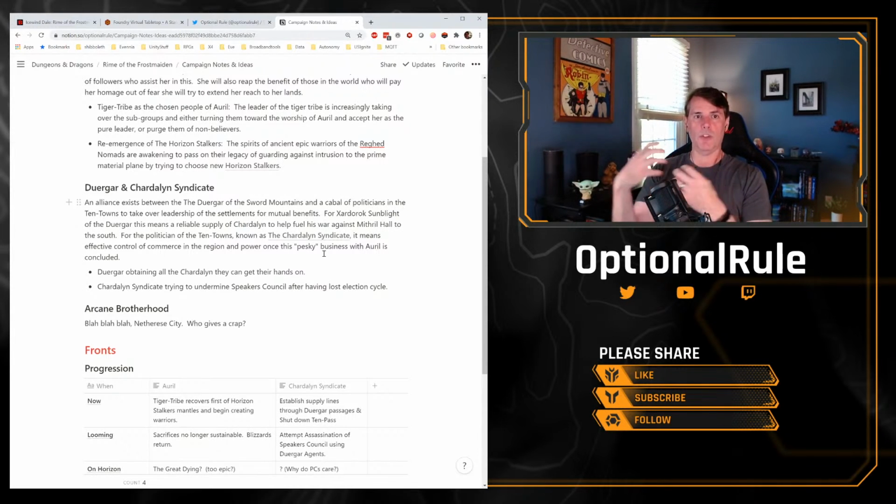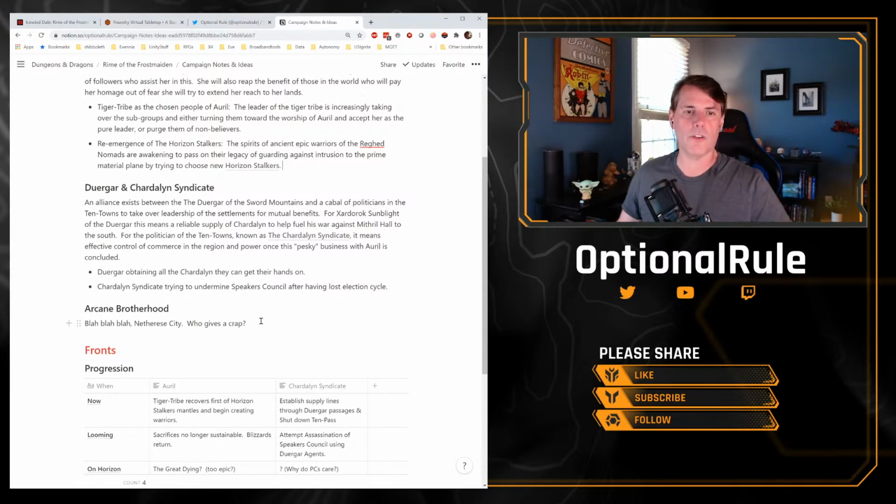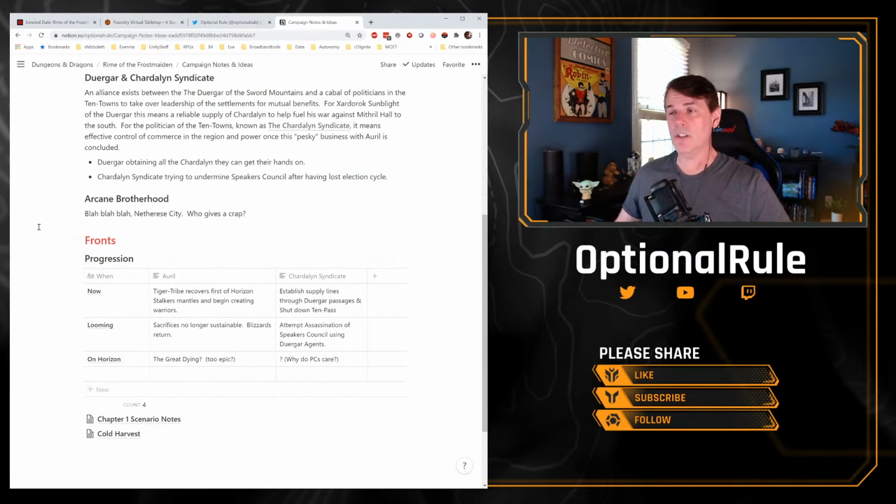So I've been teasing all of this Charlton Syndicate politics, setting up the Duergar cutting off other supply lines, and then there's this third plot in the book called the Netherese City. Actually, just for people who have read the module, I don't like that plot line. It's weird. The core plot and the core threat of this module is Auril and her locking the region in this winter. And then the module, for some reason, throws in an additional plot line of a buried city in ice at the end. It seems kind of anticlimactic. I might do it as a coda, or as a follow-on adventure. But right now, I wrote in my notes, blah, blah, blah, Netherese City, who gives a crap? Why would the players care?